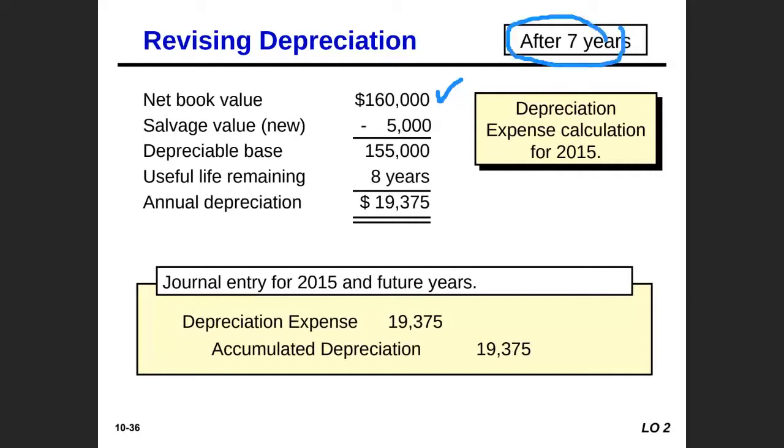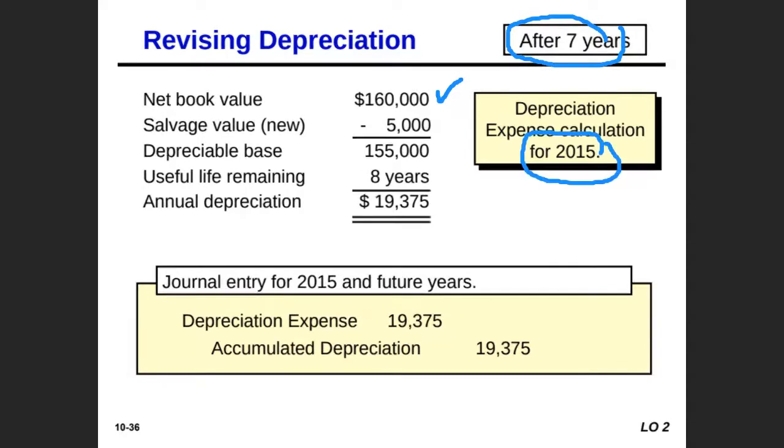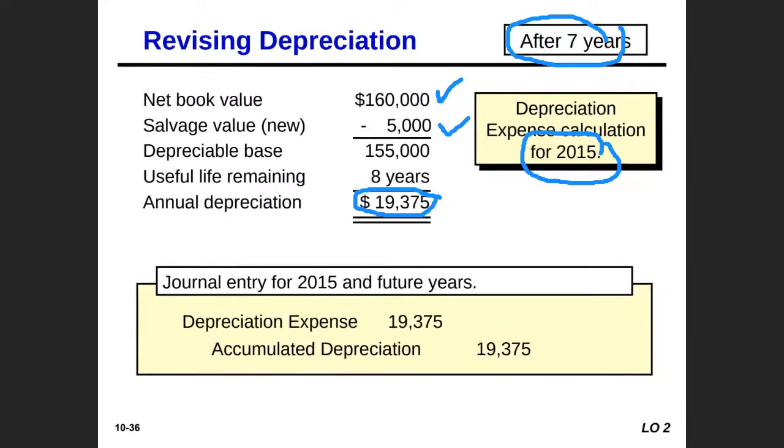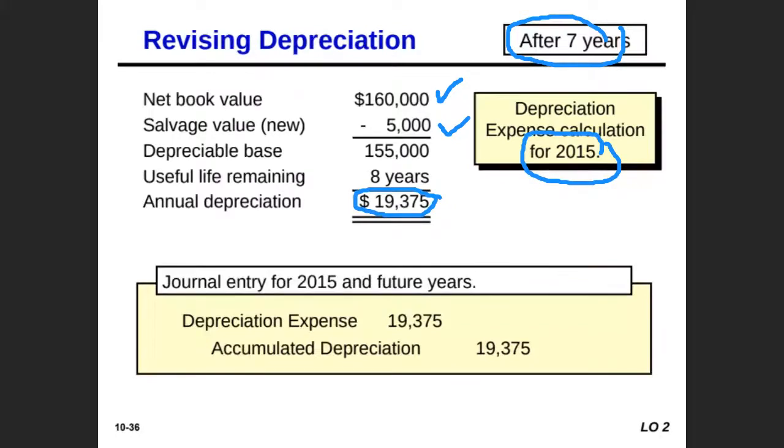This is our depreciation expense for 2015. Book value minus salvage value, the revised salvage value is given. So the depreciable basis is 155 remaining, life is 8 years. 155 divided by 8. Is this number correct? 19,375. Is it clear how it is calculated?